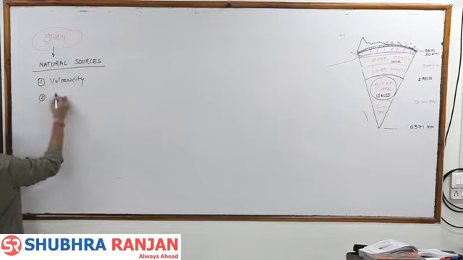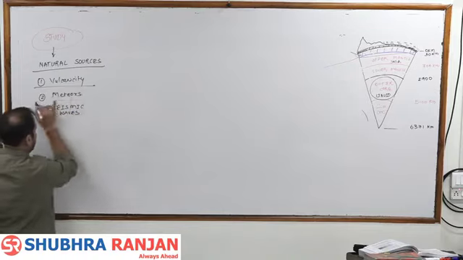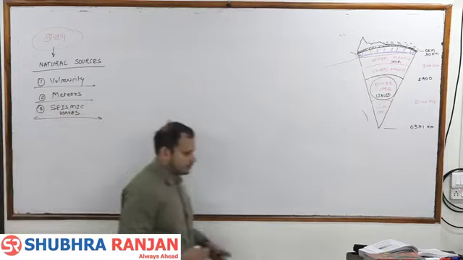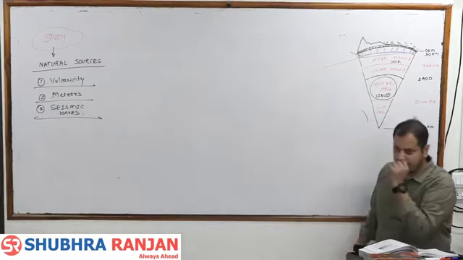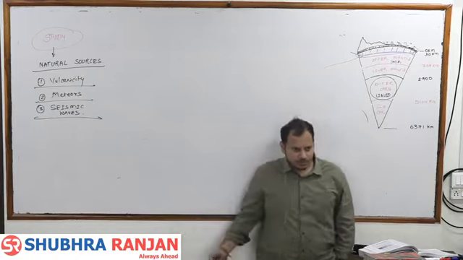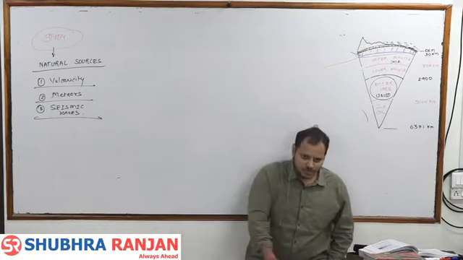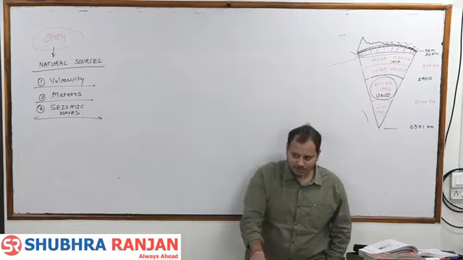Second, meteors. And third, seismic waves. Can you write about the first two? Volcanicity: why is it a good source? Because what comes from inside the earth. Why is it a bad source? Because you cannot know anything beyond 200 kilometers.